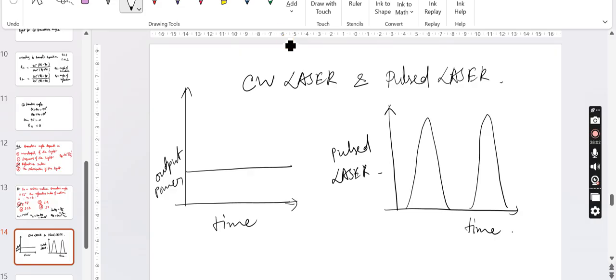So for a CW laser, we need population inversion continuously, so the pumping should also be done continuously. But for a pulse laser, the population inversion should be around the time when the pulse is created. Then you stop, and again population inversion is needed when another pulse comes. Here the pulse repetition rate is basically how many pulses there are per second. It can be very high or also very low, so that if the pulses are like this and this, there is a very large time gap.